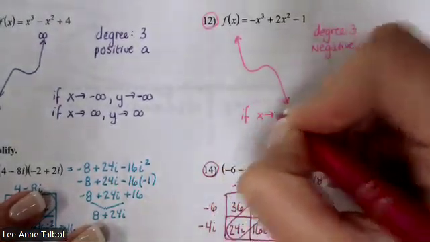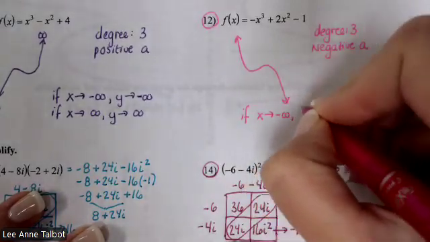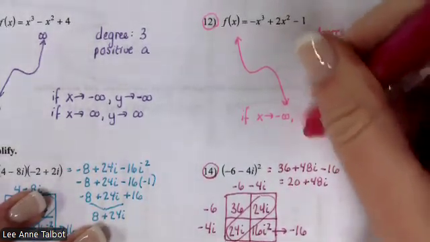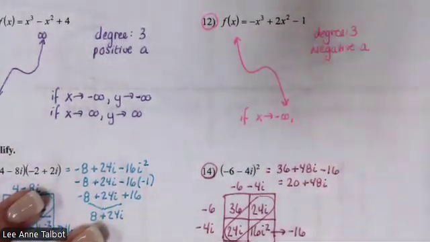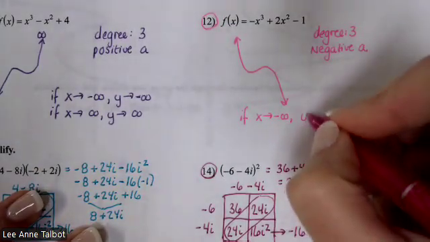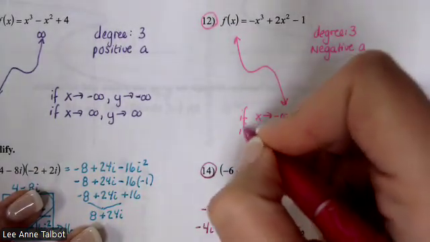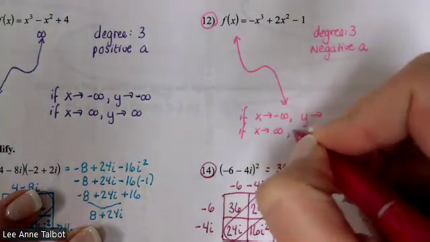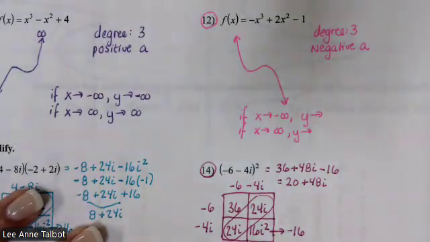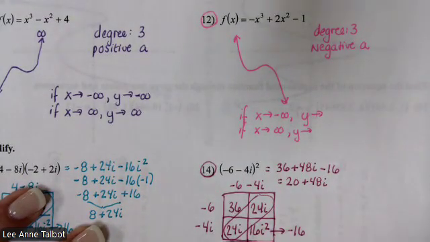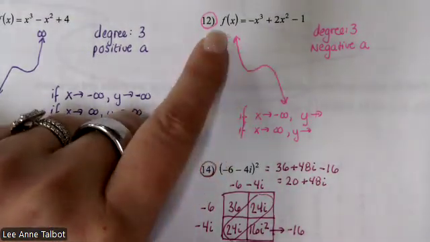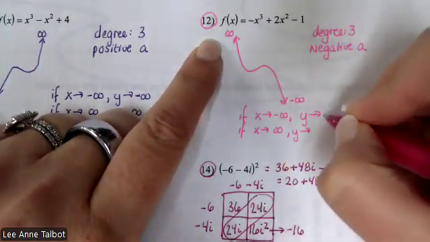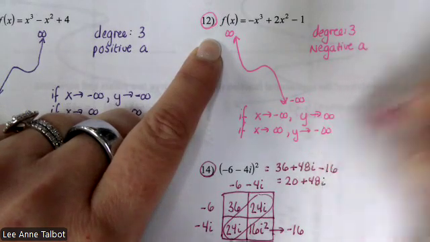If x goes to negative infinity, f of x, oh, I should put y, it's easier. y goes to, if x goes to positive infinity, y goes to... Okay, so left arrow is up, right arrow is down, left arrow up, right arrow down.